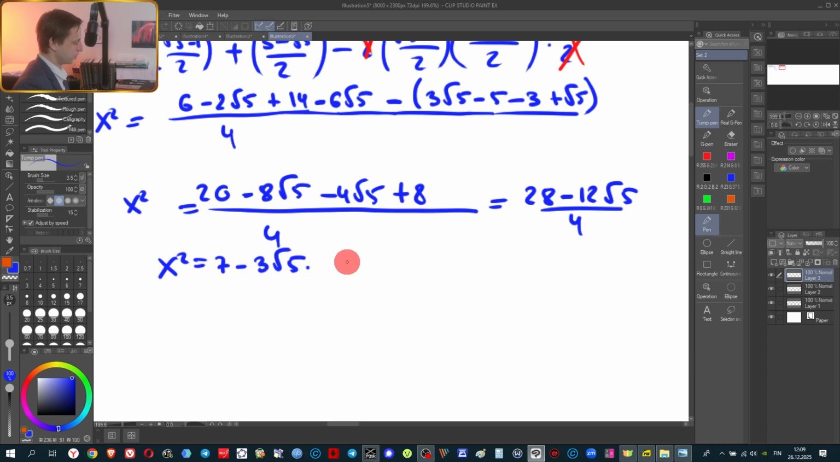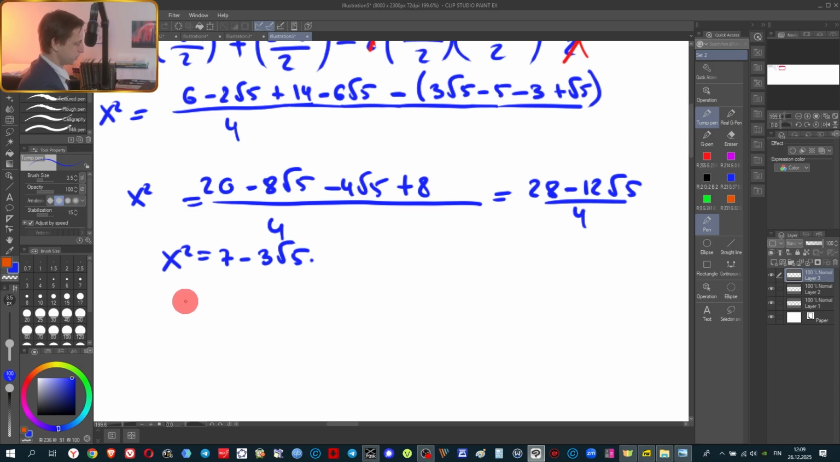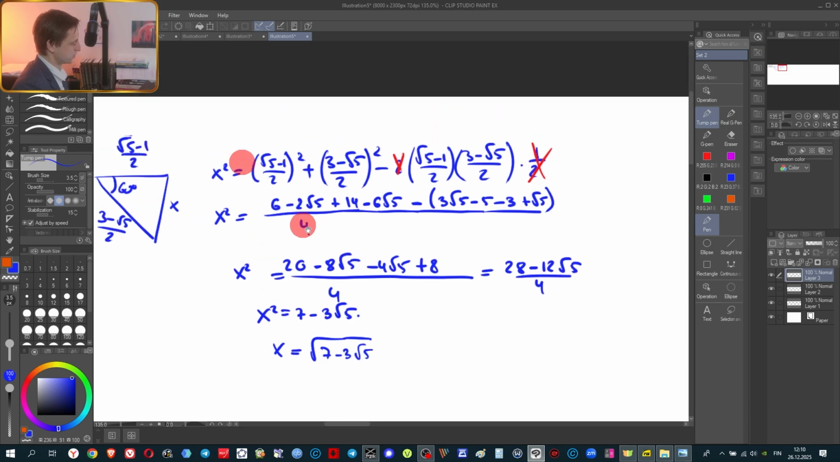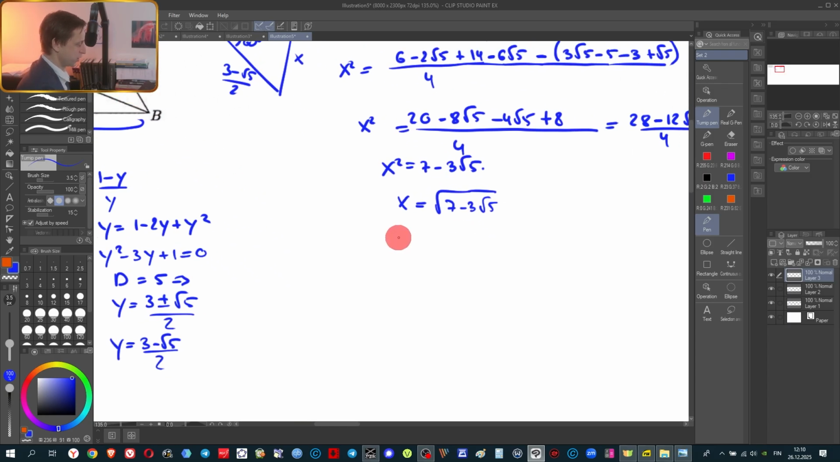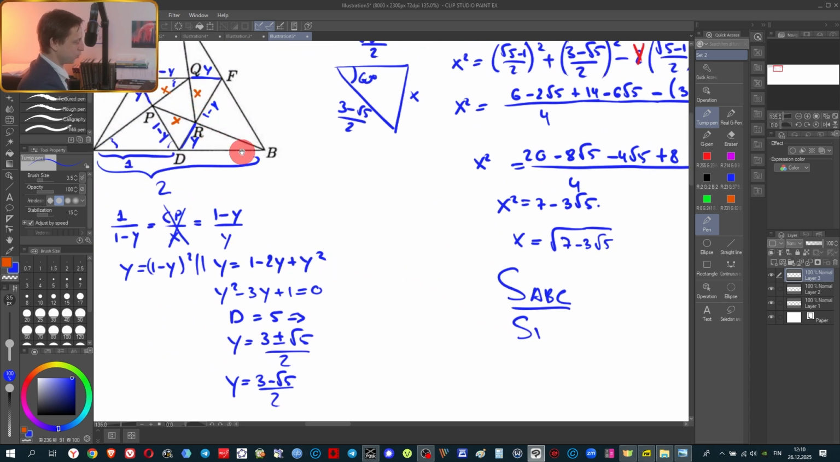And it is x squared, right? So eventually you can tell that x equals the square root of 7 minus 3 square root of 5. But you don't need x as an answer. Remember that we are looking to find the ratio of the area of this triangle to the area of this small triangle. So we need to find the ratio of the area of ABC to the area of PQR.